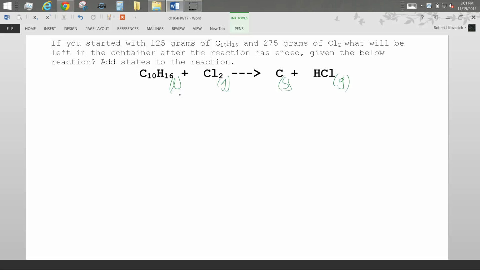Great. So I burn this thing, I come up with those things. So it's 125 and 275 again? Okay. And then how are we going to approach it? What are we going to do first? Balance it? Okay. Excellent. So what do we need to do? We need 10 carbons here.